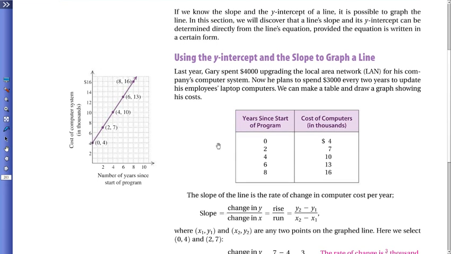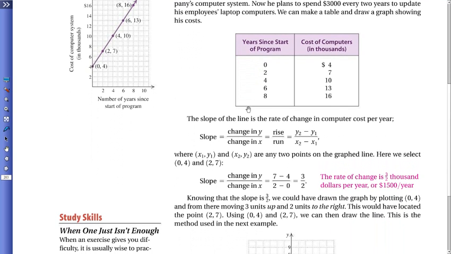Well, they keep on tying into upgrading a computer network, or how much a computer is going to cost. This is kind of review.